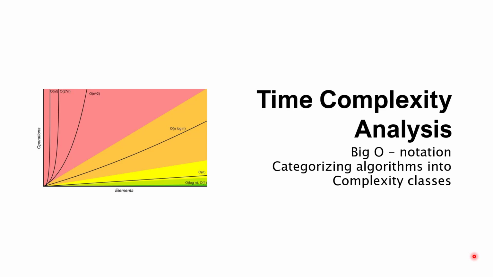So what is time complexity about? Well, roughly speaking, it's about categorizing algorithms into complexity classes, and it relates to when you are developing software and programming, then you can have different complexity classes in your code. So how does this work here?